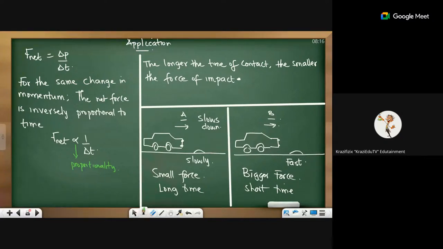I'll give you more examples. Which one would you prefer me to hit you with, a pillow or a wood? I've got wood, same size. I've got pillow, same size. Which one would you prefer me to hit you with? Why a pillow? A pillow is soft. When it's soft, time increases. If time increases, what happens?